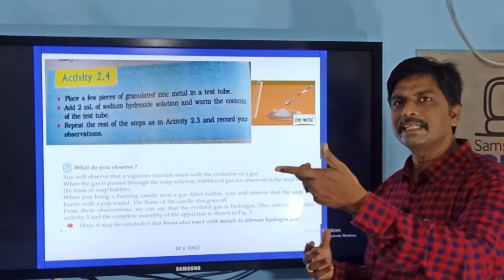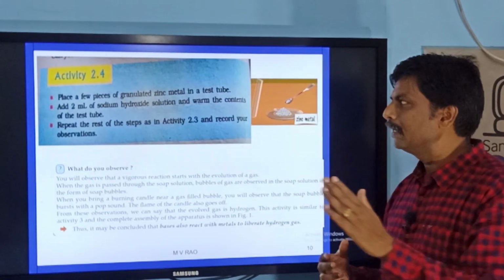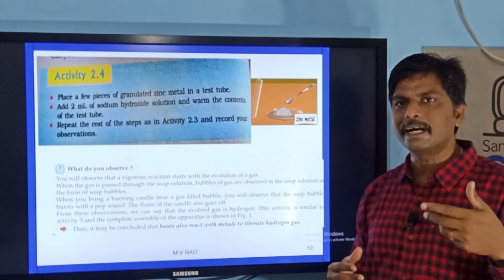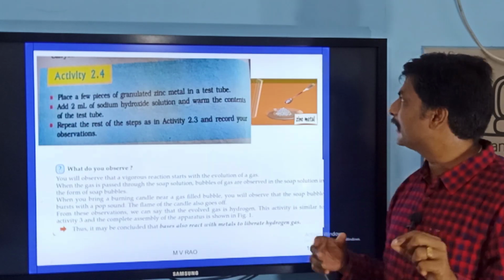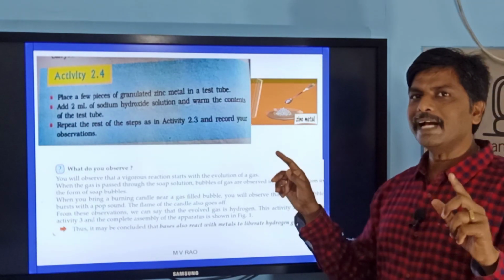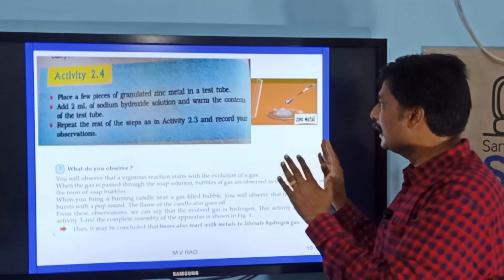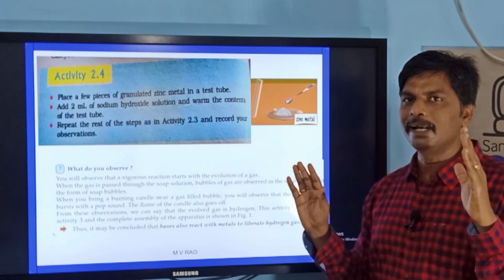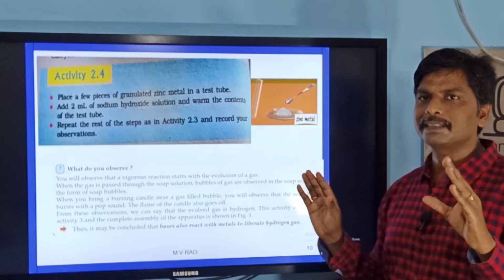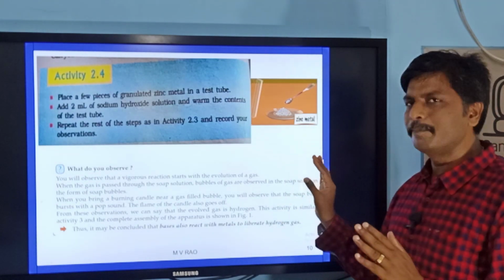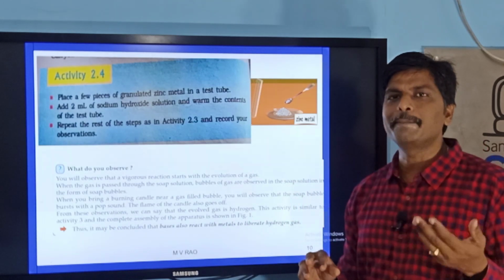In that case, acid plus zinc metal, here base plus zinc metal. From activity 2.3 and 2.4, it is clear that zinc metal reacts with both acid and base. Here zinc and aluminum, these types of metals have some special characteristic property. Zinc and aluminum metals are called amphoteric metals.